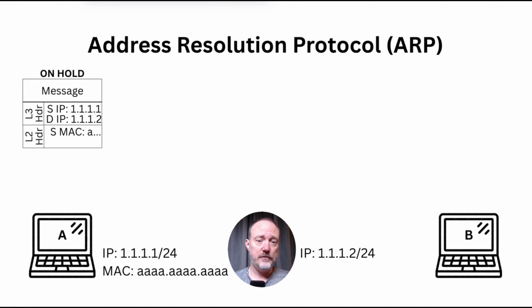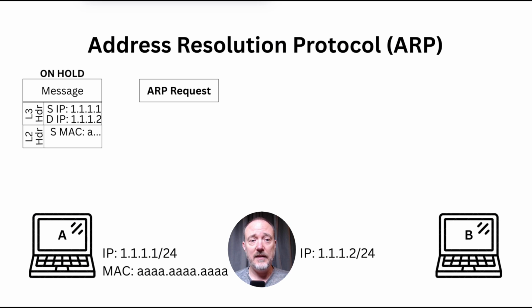So PCA is going to put this current message that it wants to send on hold for a moment, and it's going to craft a special message called an ARP request. This is intended to make the device that has the IP address of 1.1.1.2 send a message to PCA so that PCA can populate its ARP table and figure out the corresponding IP to MAC address mapping.